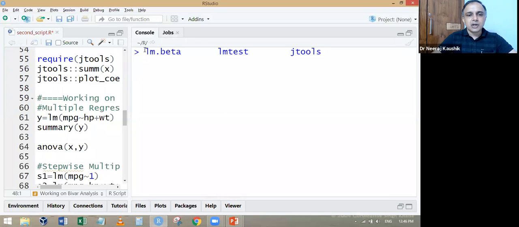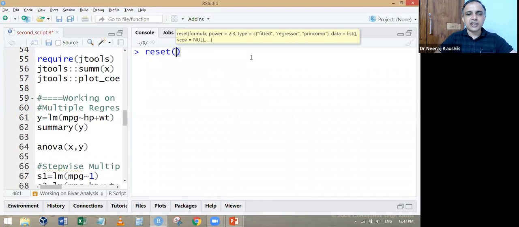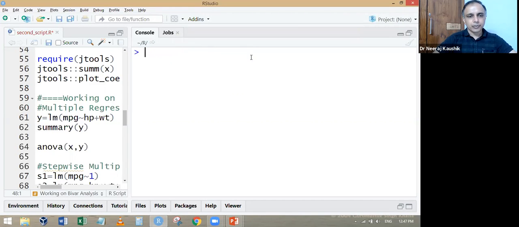What's the purpose? LM.beta will give you the beta value. LM test will give you confidence interval, as well as many other things. It will give you the Durbin-Watson value, and Ramsey test is again available here. Ramsey RESET. Okay, LM test, yes. This is the Ramsey RESET formula, which checks for non-linearity. This is only available in R as of now.